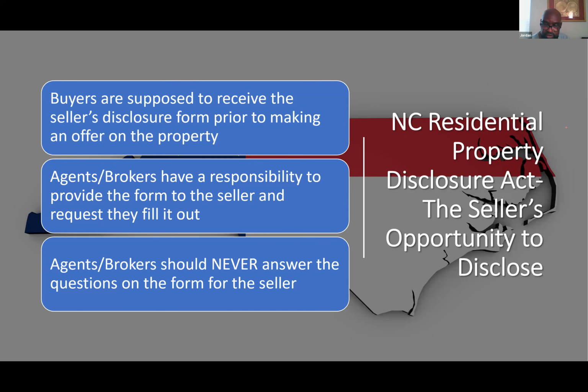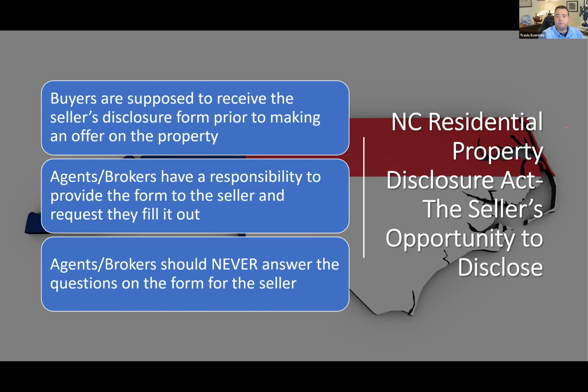Okay. Good. Go ahead, Jordan. Would you say something like, before you make an offer on this house, I need to let you know there's a form that you need to be given? Are you asking how I would present it to the buyer? Yes, in conversation. Are you asking how I would present it if I were the seller, or how I present it as an agent? As an agent. So as an agent, here's what I say.